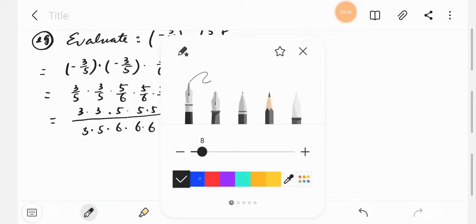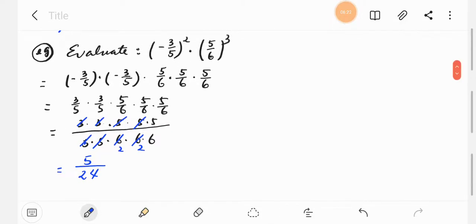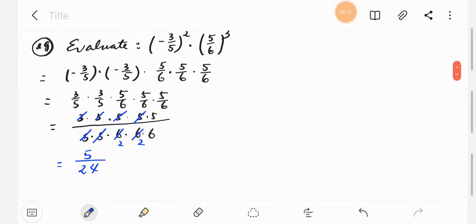Then you can cancel out the common factors. This 5 cancels out, and this 5 cancels out. 3 divided by 3 is 1, 6 divided by 3 is 2, and 3 divided by 3 is 1, 6 divided by 3 is 2. So the answer will be 5 over, the denominator is 2 times 2 is 4, 4 times 6 is 24. So this is the result of this expression. What you do is write the base, multiply the base how many times? The number of the exponent. Then reduce the numerator and the denominator, then simplify.